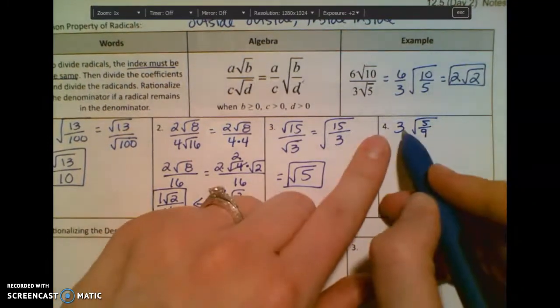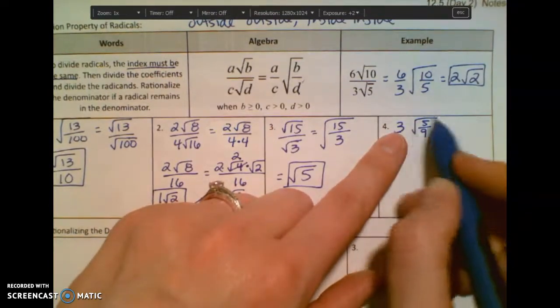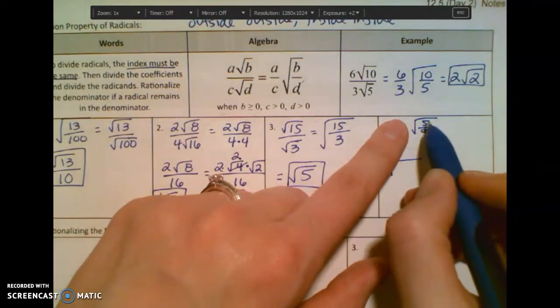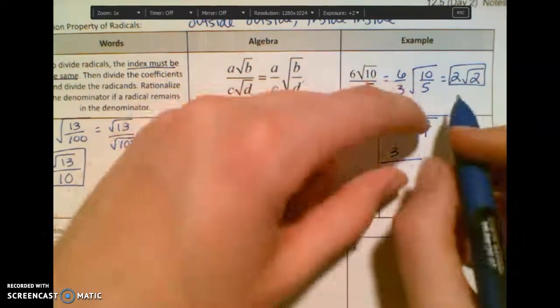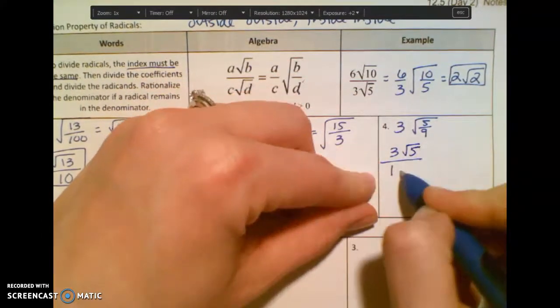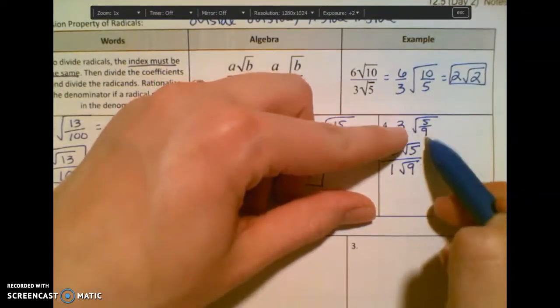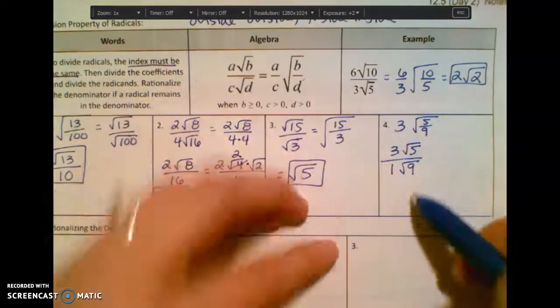Lastly, we're going to have 3 and then the square root of 5 over 9. Well, we know that 3 is 3 over 1. So let's turn it into a fraction since we have a fraction here. So we know we have 3 over 1. Now the square root of 5 over 9, we can't reduce 5/9. So we're going to break this into 2 little square roots. We have a square root 5 on the top, square root 9 on the bottom. Because we're given the square root of 5 over 9, we can just pull them apart and put the 5 on top and the 9 on the bottom.